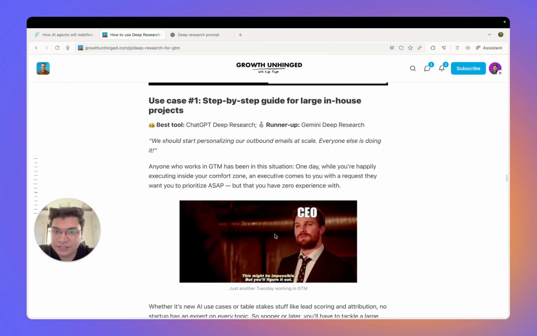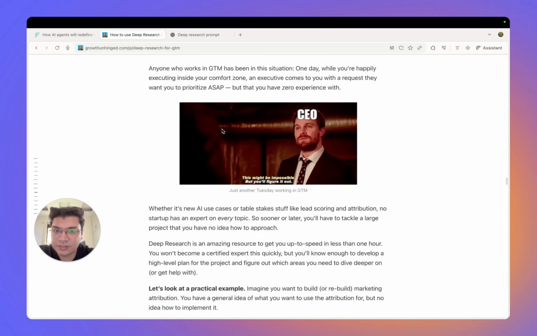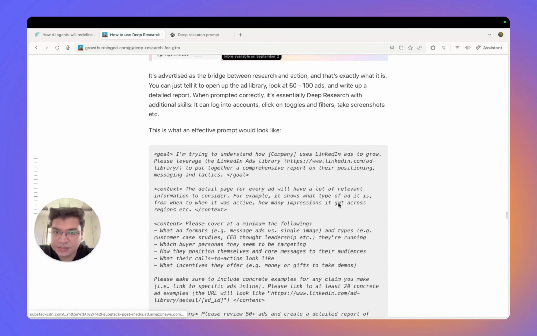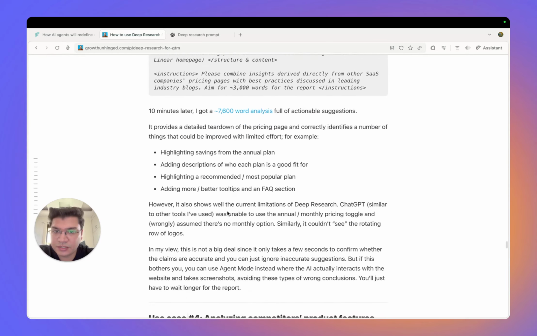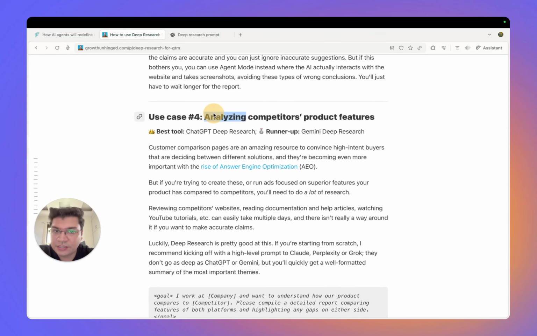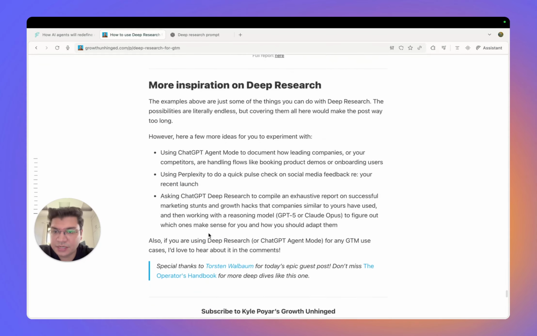Then there are some use cases that they have written. I'll just skim through it, but of course you can have a step-by-step guide for large in-house projects. Then you can research your competitors' ad strategies. You can also conduct an audit of your homepage or landing pages. I think you can use ChatGPT agent to do that. Then you can analyze competitors' product features. You can do market assessment for international expansion. So yeah, I think that's about it.